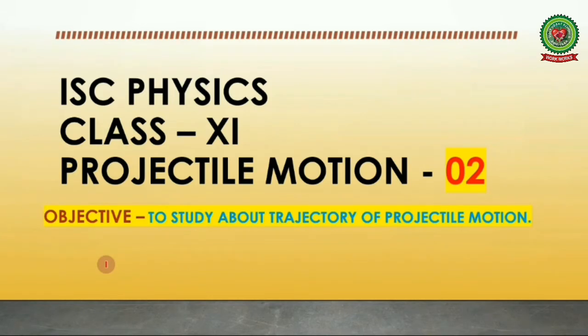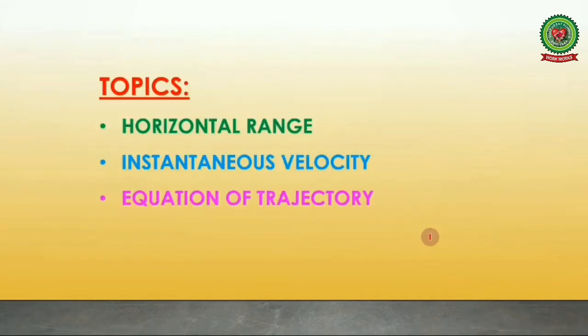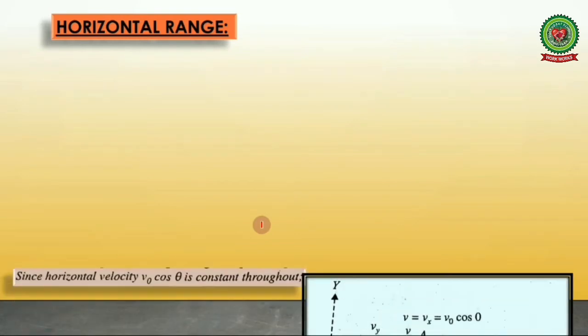We are doing the chapter projectile motion, and today we are going to study the trajectory of projectile motion. The topics we are going to study are horizontal range, instantaneous velocity and equation of trajectory. Let's start the topic. First we are going to derive the equation for horizontal range.